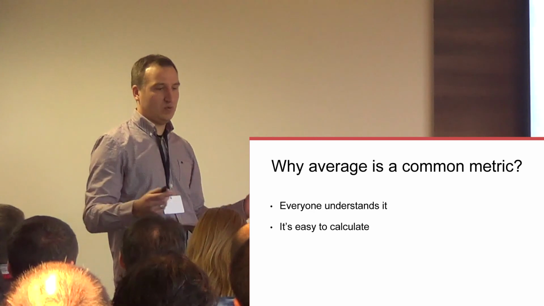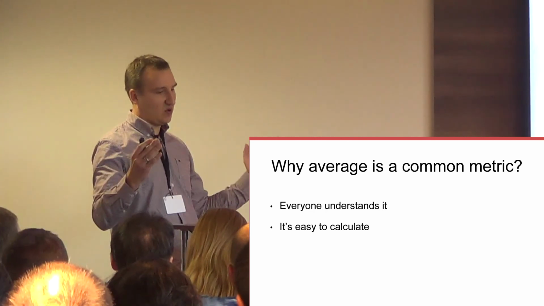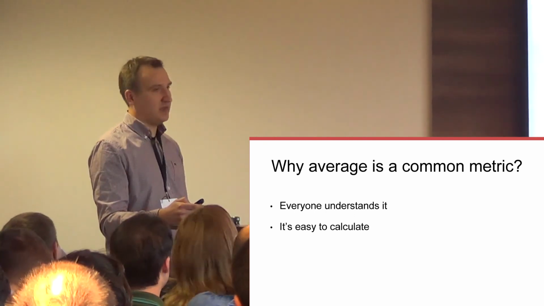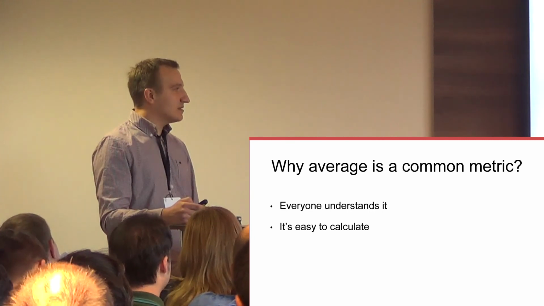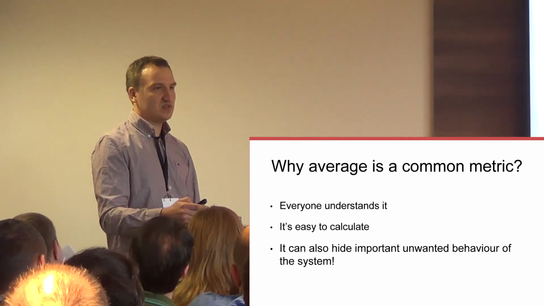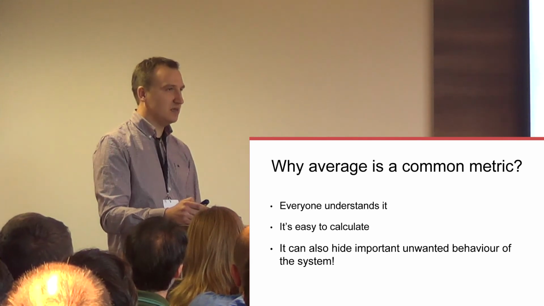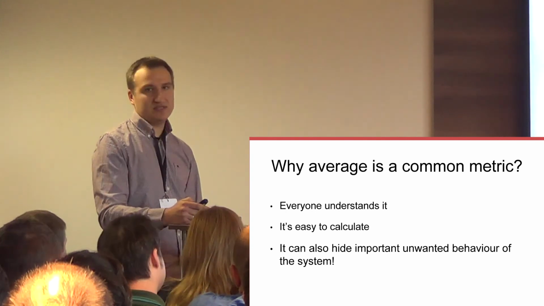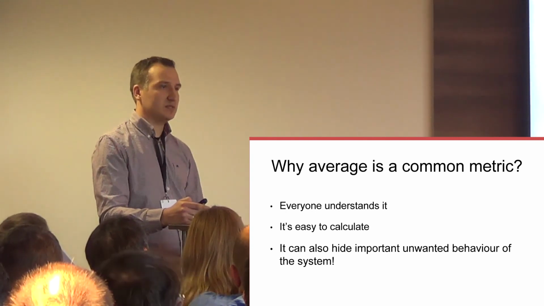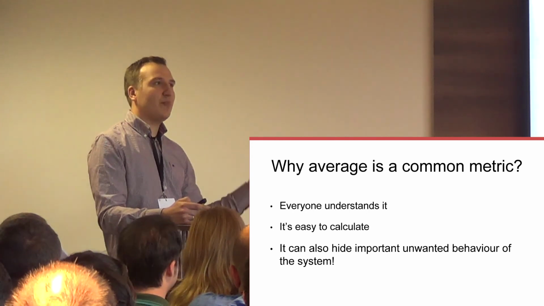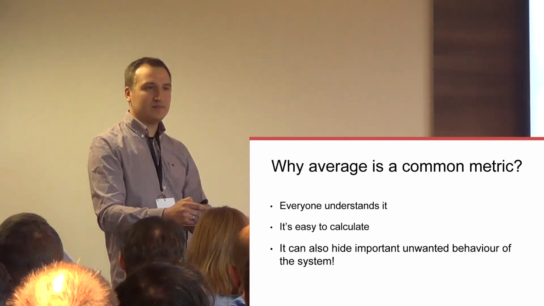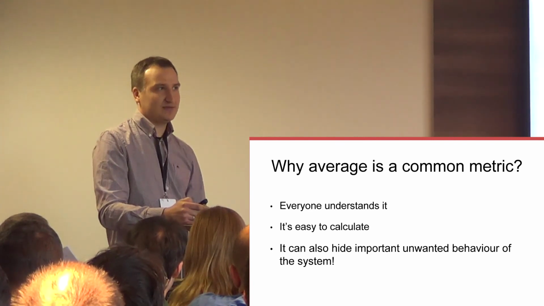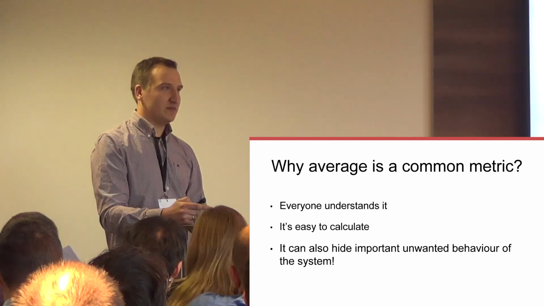You know, what you need is just a sum of all your latencies and the number of requests. You just divide one by the other, and you get an average. But actually, it's a very useless metric, because it can also hide important or unwanted behavior of the system, like GC pauses, or compactions in Cassandra, for example, or other stuff you don't want to know about, because then you'll have to tune something, right?